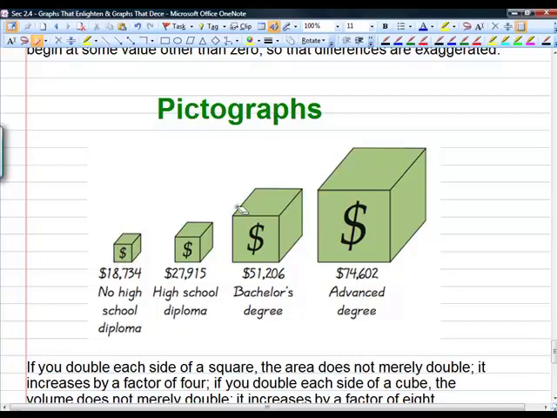So here, this is a pictograph that represents people's pay based on their education. So if you have no high school diploma, this is the amount of money that you can expect to earn on average. Let's look at a high school diploma. This is the amount of money you can expect to earn. It looks like 18 times 2 is 36. This box here looks to be twice as big or hold twice as much as this box. But it's only because of the dimension change.